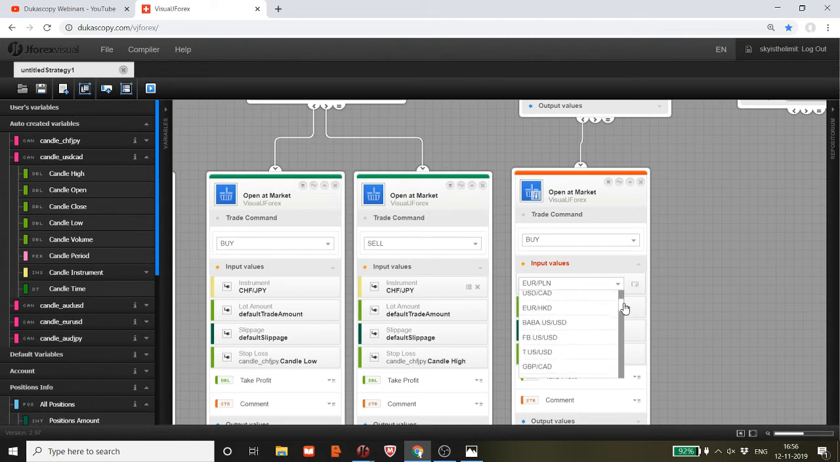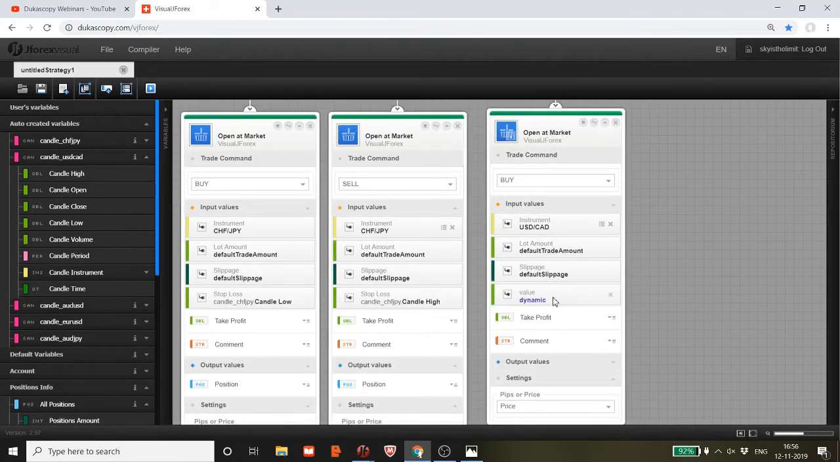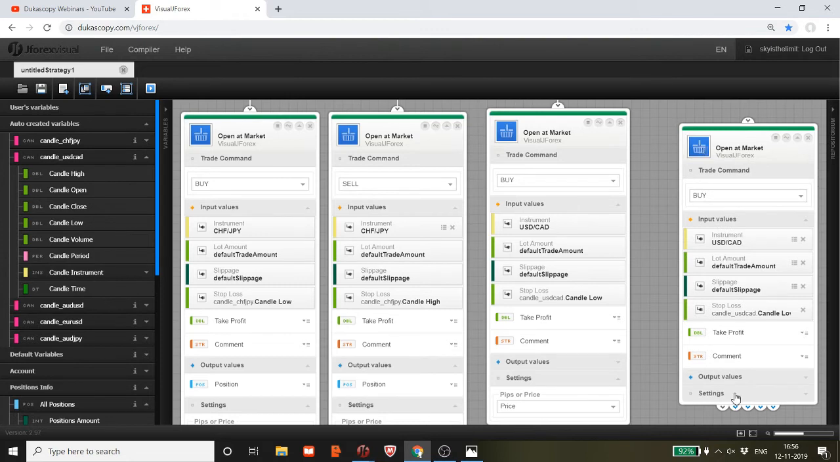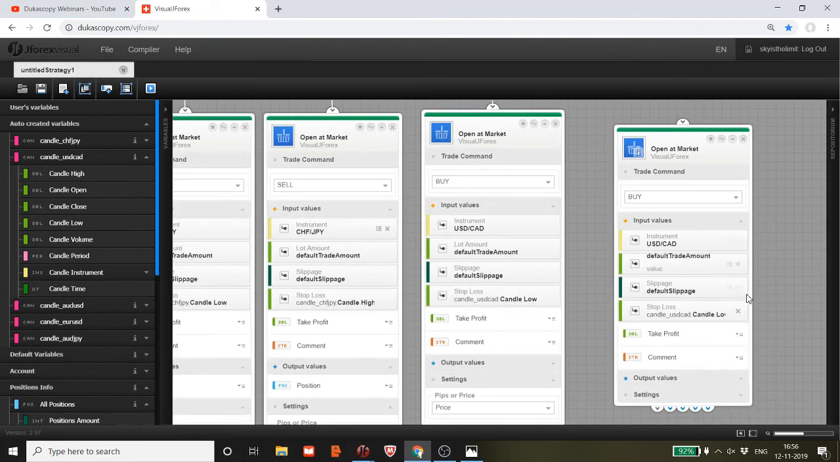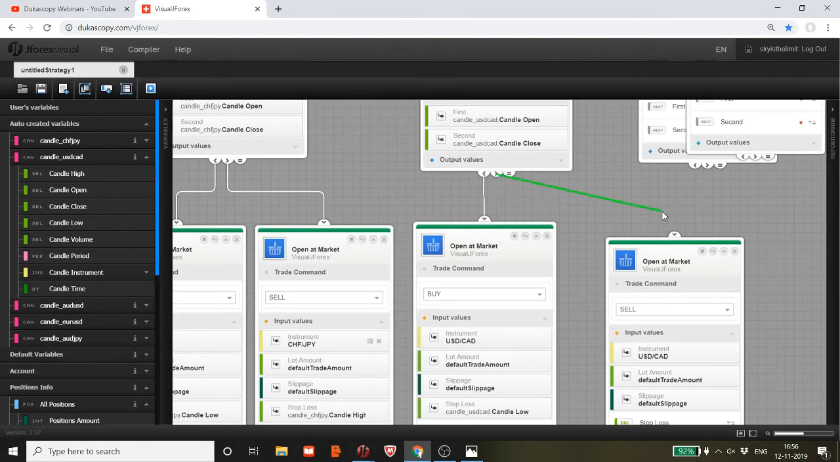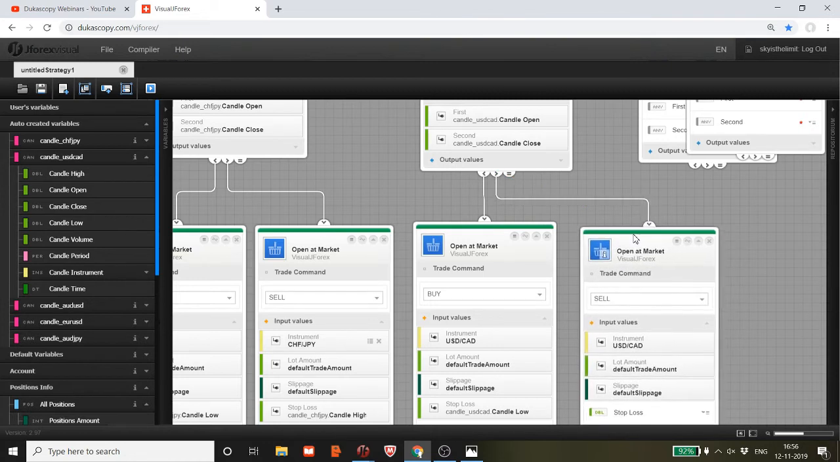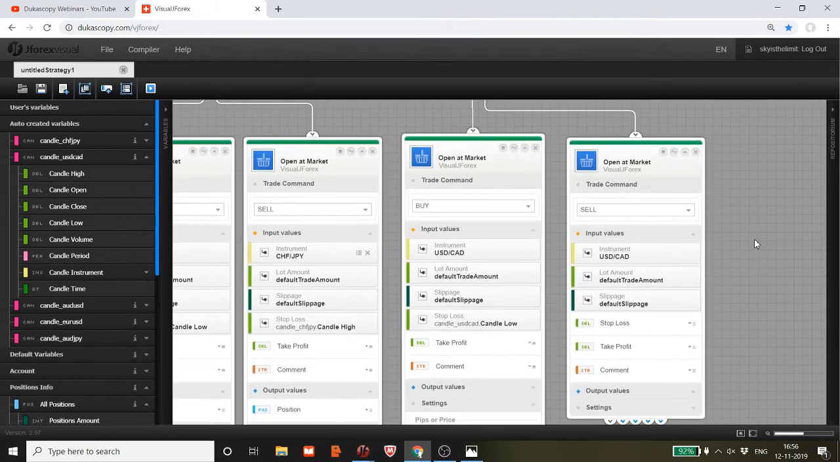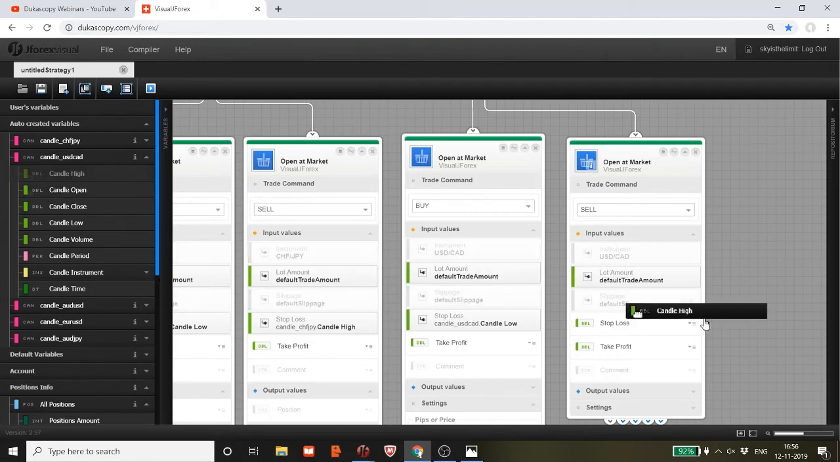USD CAD. So USD CAD candle low. This is for the buy side. Now copy it, and then setting is price and stop loss. As this we are going to use it for the sell. So for the sell, candle open should be greater than candle close, and stop loss will be candle high.